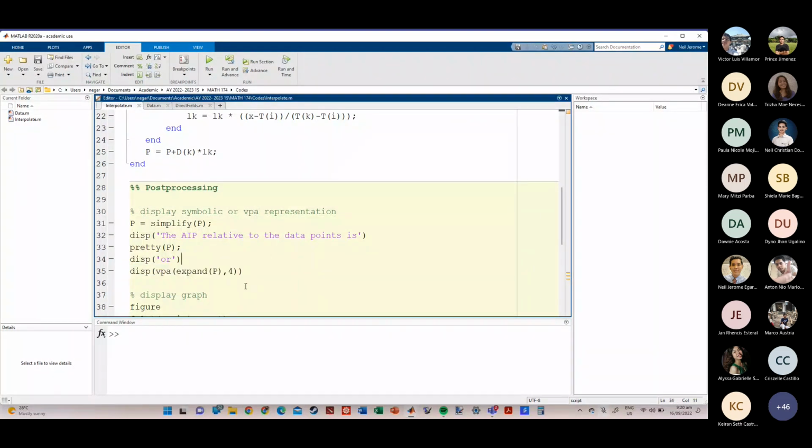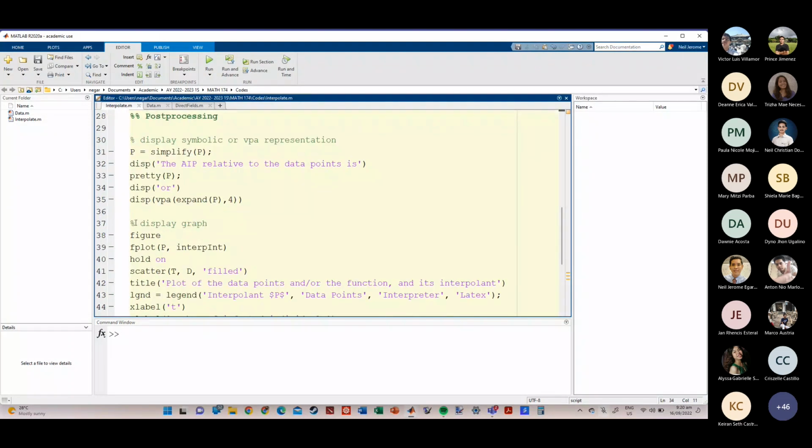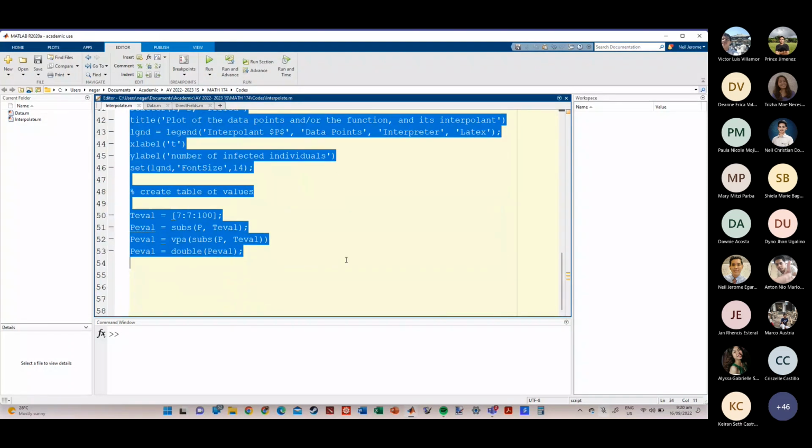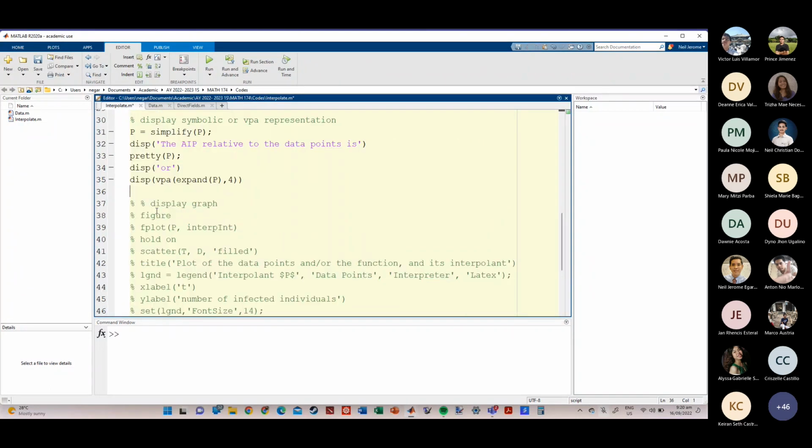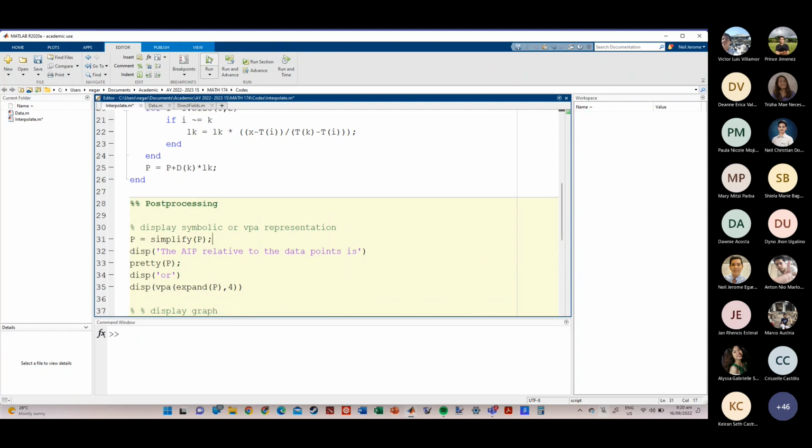So let's see. Let's try to run it first. I-comment ko muna itong mga hindi pa natin kailangan. Okay, lagyan ko siya ng percent symbol. And then you can just click this run button dun sa editor tab or just press F5. The program will run and here you go. Ito yung output niya sa command window.